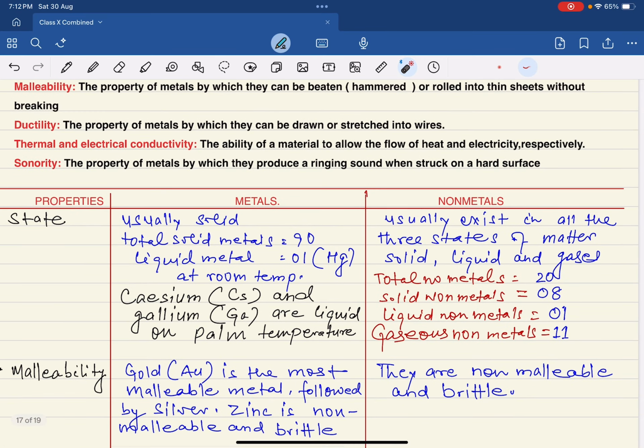So, first point of differentiation is state of elements. Metals are usually solid. Total solid metals are 90, liquid metal is 1, that is an exception at room temperature. Cesium and gallium are liquid at palm temperature, meaning when cesium and gallium are taken on a palm, they melt because they gain energy from the body heat. And non-metals are usually not solid; total non-metals are 20, in which solid non-metals are 8, liquid non-metal is 1 and gaseous non-metals are 11.